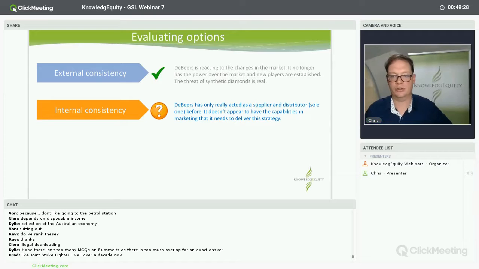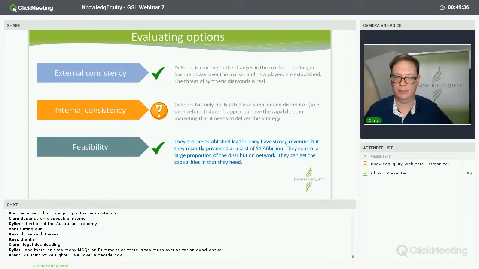They only really acted as a supplier and a distributor, right? It doesn't necessarily appear they have the capabilities and the marketing to move that way. Saying that, and when you link it to feasibility, they've got a lot of money. They have strong revenues. They recently privatized at a cost of 17.6 billion. So they had that much money to be able to buy the shares and take the company back to private. I would like that much money in my kitty to be able to do that.